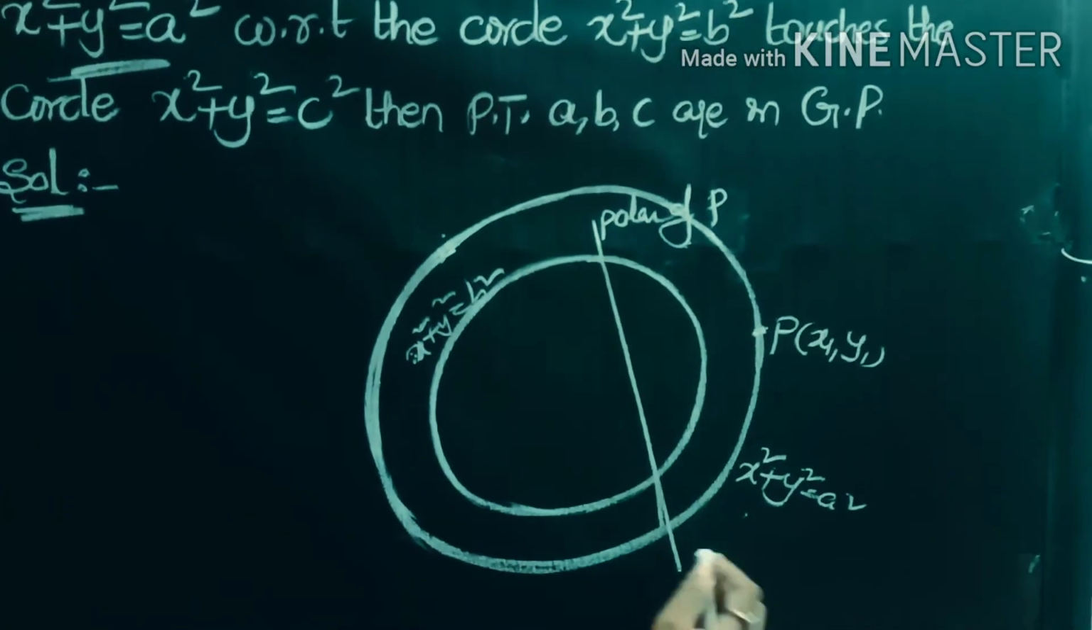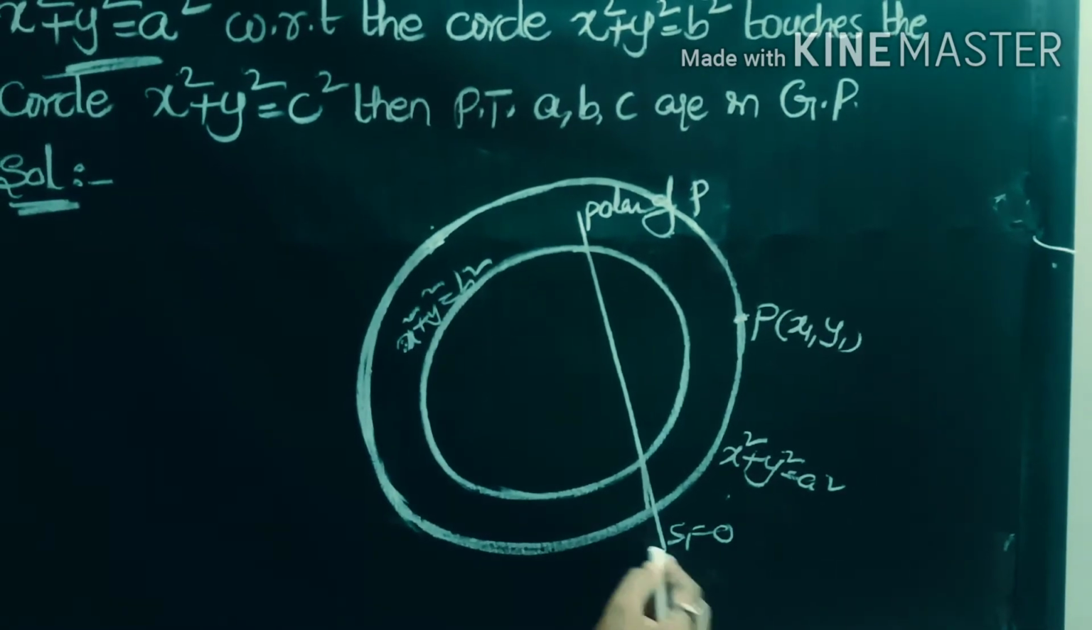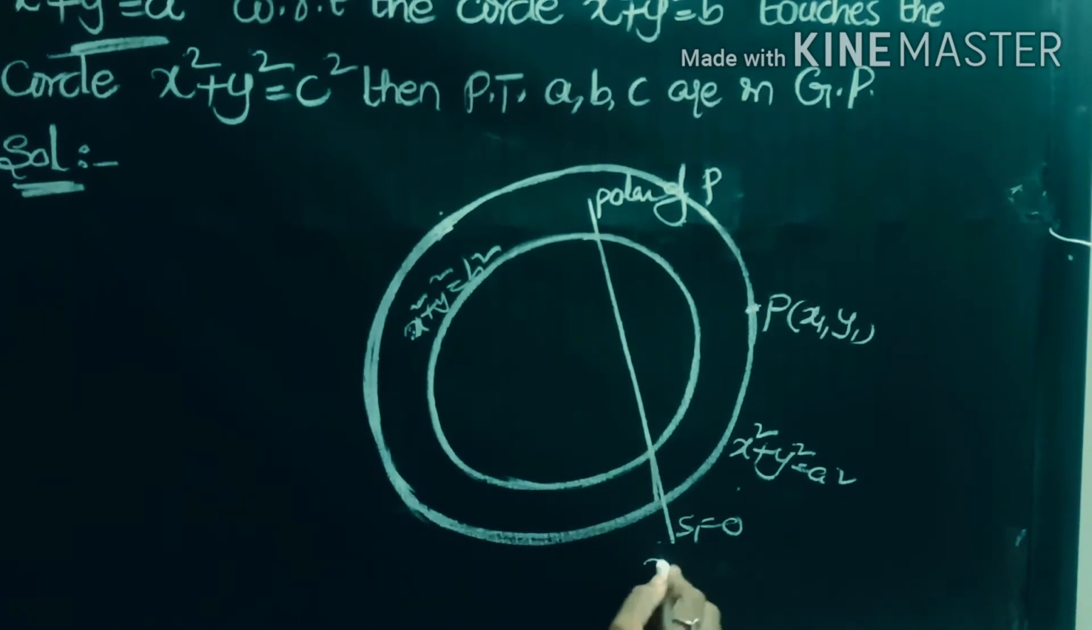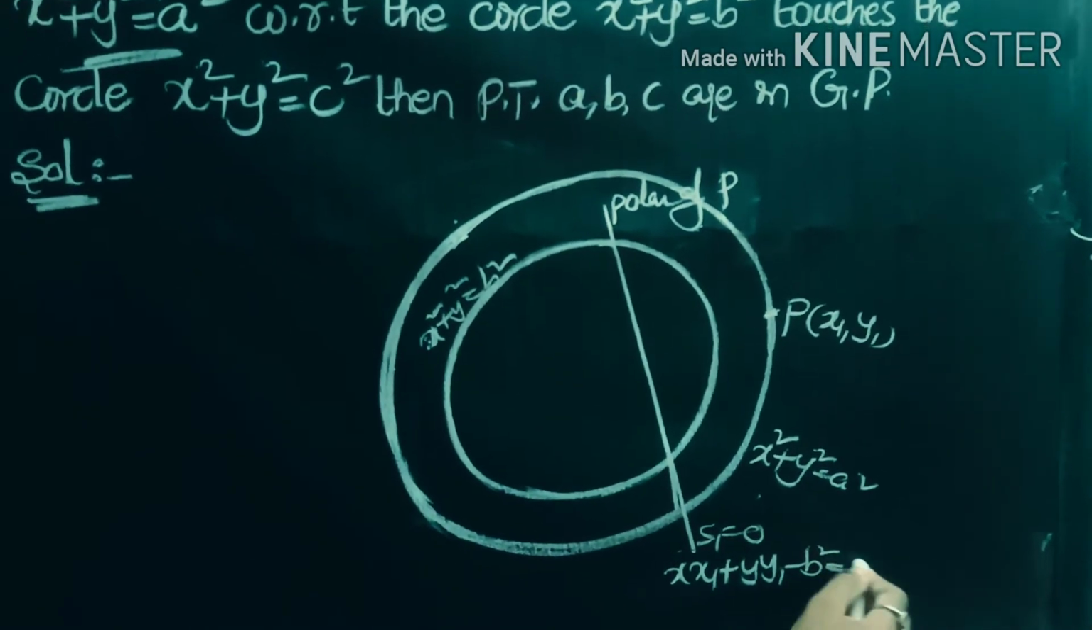Now what is the equation of this polar? S1 = 0. The equation of the polar means S1 = 0. So what is S1 = 0 notation for this circle? x x1 + y y1 − b² = 0.